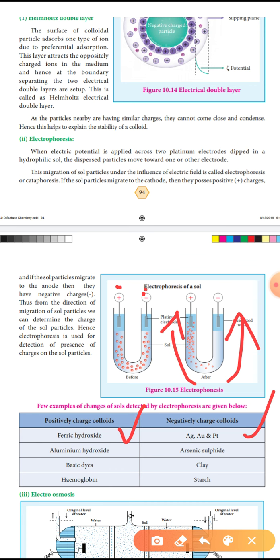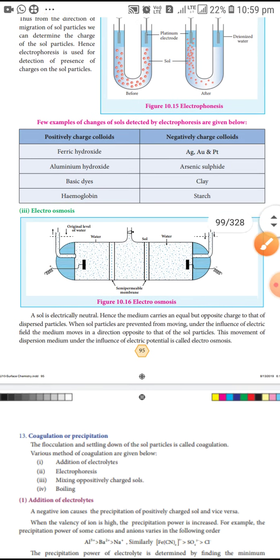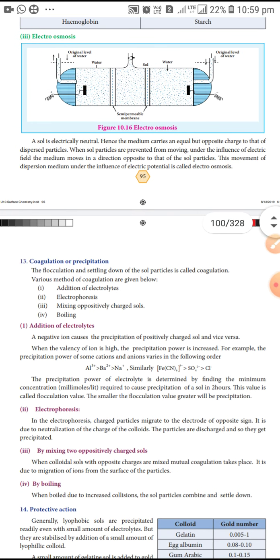Okay, so the next electrical property, the third one, is electroosmosis. A sol is electrically neutral. Electrically neutral means the number of positive ions is equal to the number of negative ions. Hence the medium carries an equal but opposite charge to that of the dispersed particles. When the particles are prevented from moving under the influence of an electric field, the medium moves in a direction opposite to that of the particles.